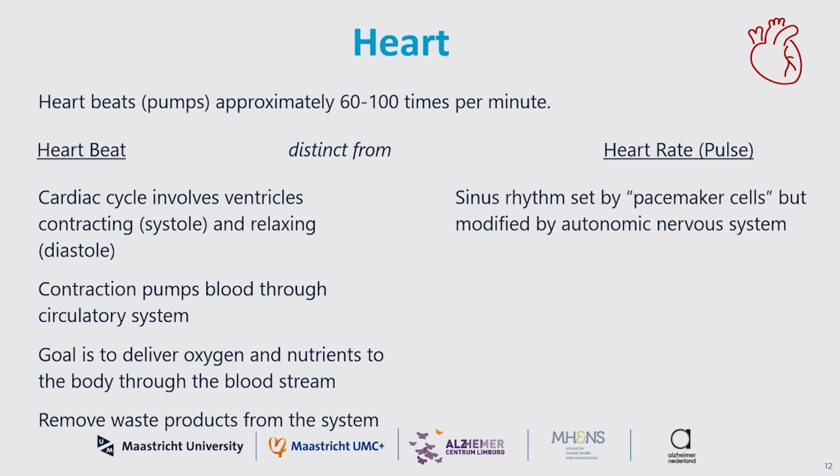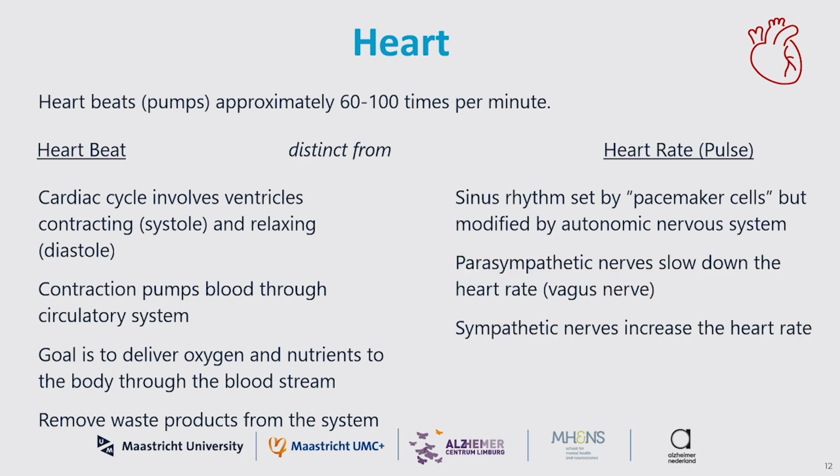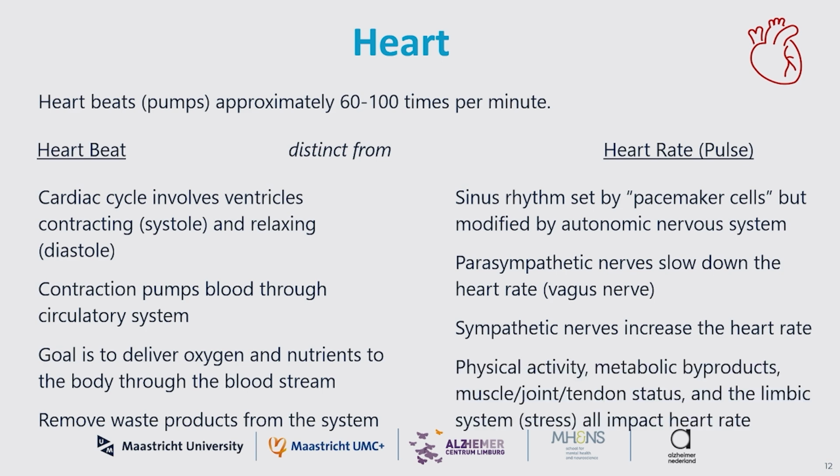Then the heart rate, as I said, this is the rhythm, and that is set by pacemaker cells inside of the heart, which are affected by the autonomic nervous system. So the parasympathetic nerves slow down the heart rate, and the sympathetic nerves increase the heart rate. And these are in constant interplay with one another. And for instance, this could be triggered by physical activity, metabolic byproducts, and many other things, like stress. They all impact heart rate.